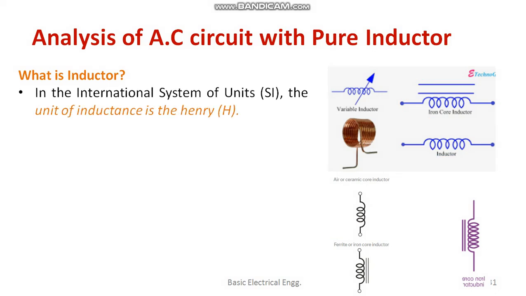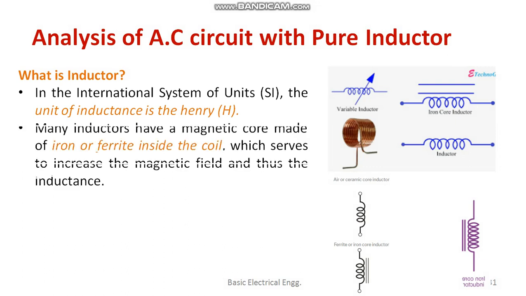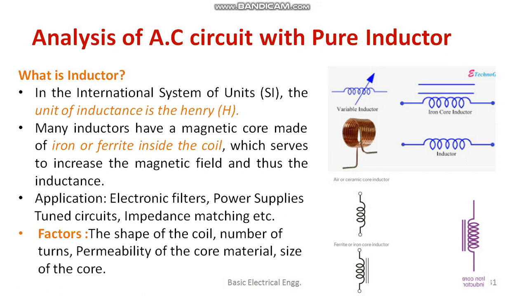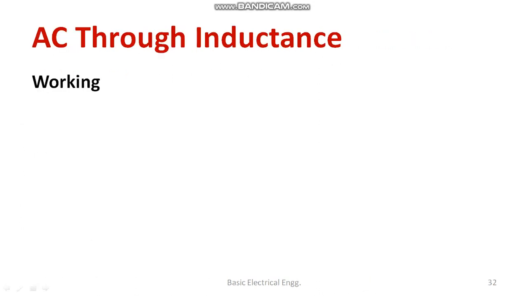In the International System of Units, or SI unit, the unit of inductance is the Henry. The core can be iron or ferrite, or simply air. The applications I have mentioned already: filters, power supplies, radio tuned circuits, impedance matching circuits, etc. The following factors affect the value of inductance: the shape of the coil, the number of turns N, the permeability of the core material, whether air, ferrite, or iron, and the size of the core also matters a lot.